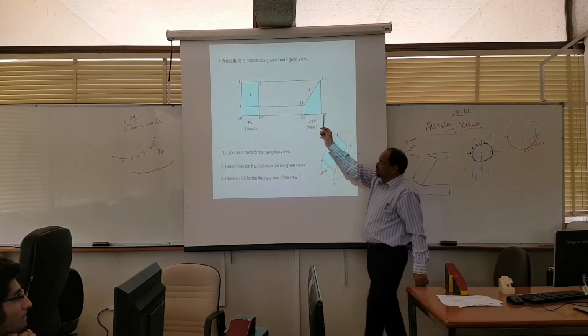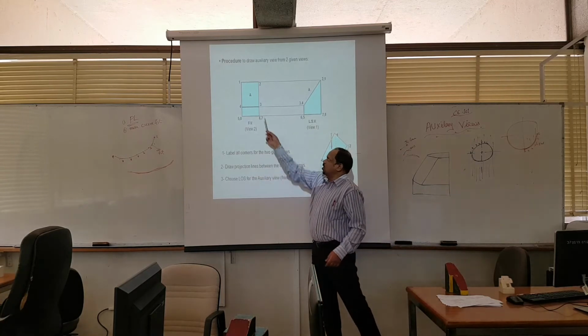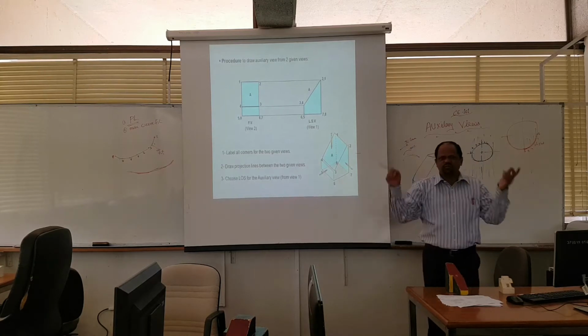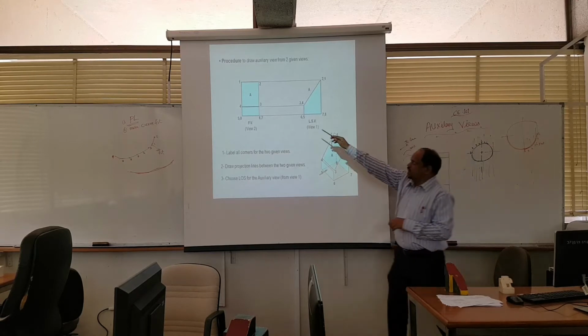So first thing, two views will be given to you. What we will be doing? First thing, label all the corners in the two given views. Label the corners 1, 2, 3, 4 in order, either clockwise or anti-clockwise, any. So I label the corner.